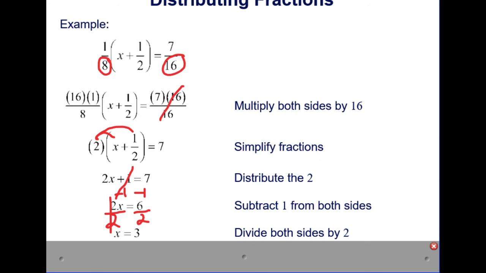So whenever you have a fraction in an equation, you should think about multiplying by the least common denominator first so you don't have to work with fractions in the first place.